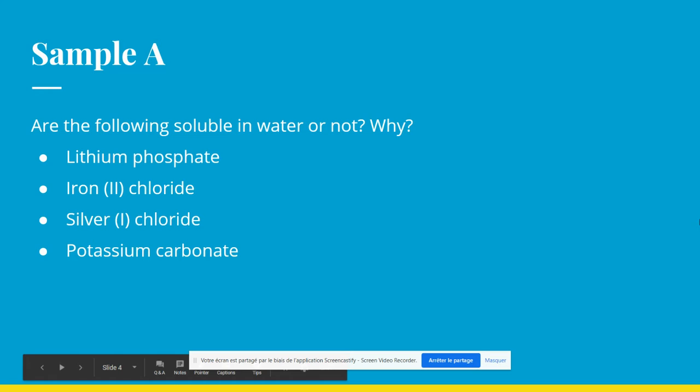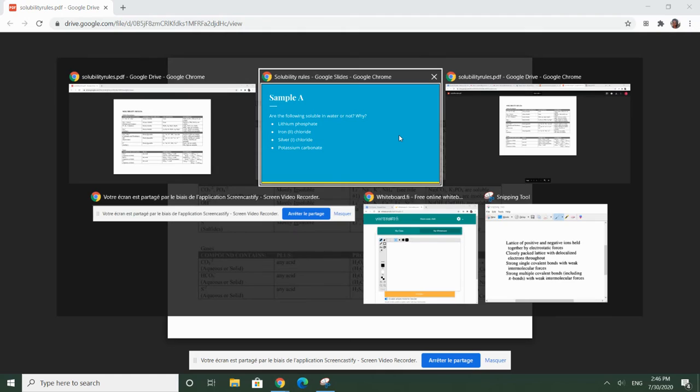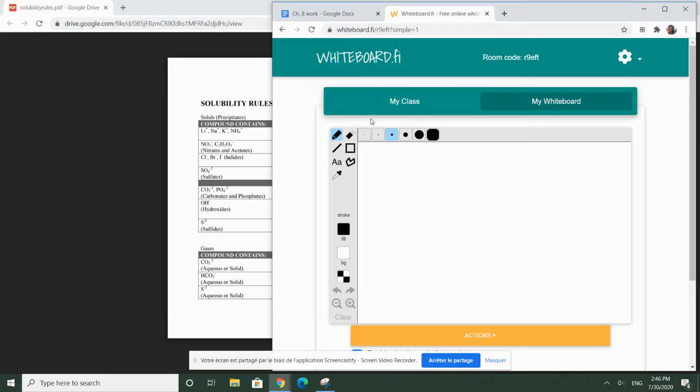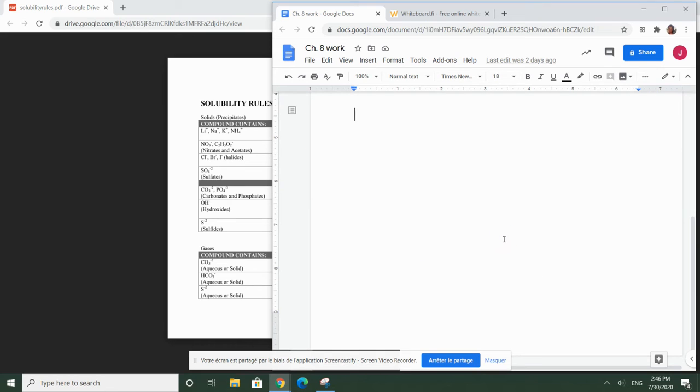All right, let's work through some examples together. So the first one says lithium phosphate. So I go over to my sheet and I see the first rule says lithium. So I'm going to look right there. And it says always soluble with no exceptions. So right then, I don't have to do any more digging. You're never going to see any sort of case where they contradict one another. So this is going to be soluble.